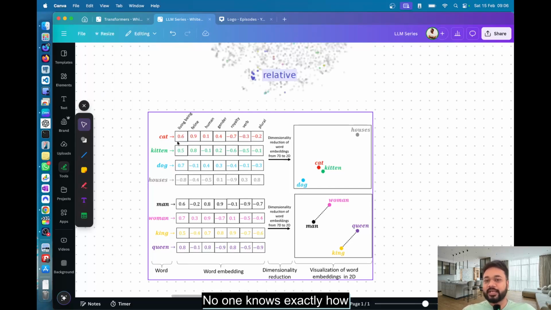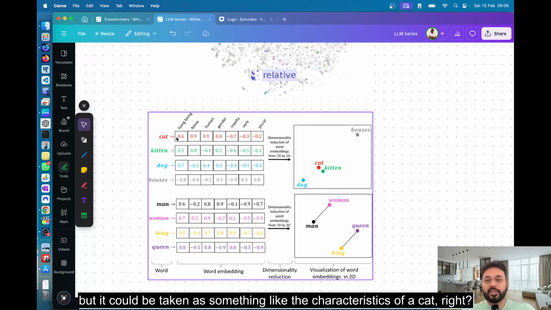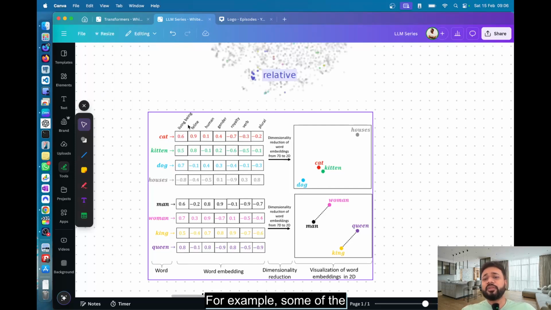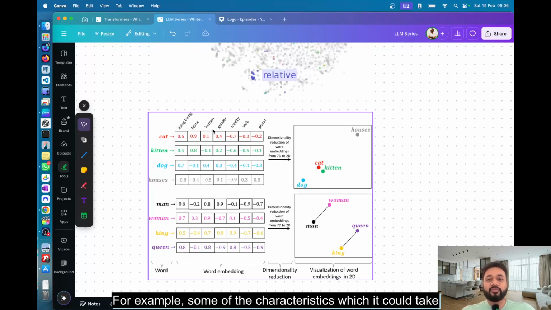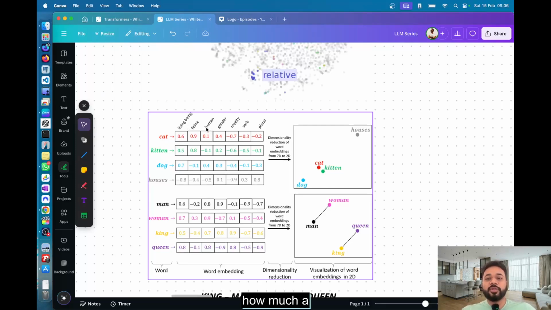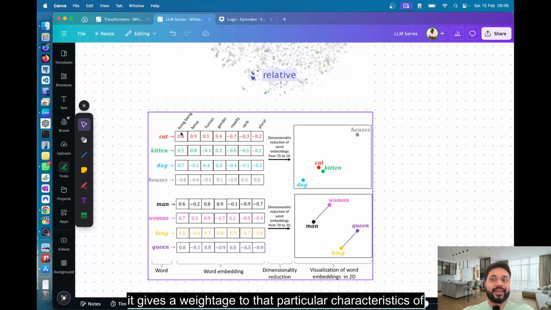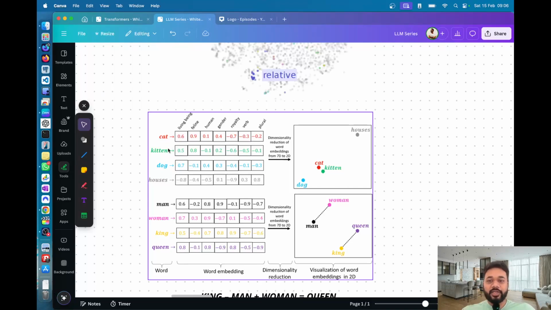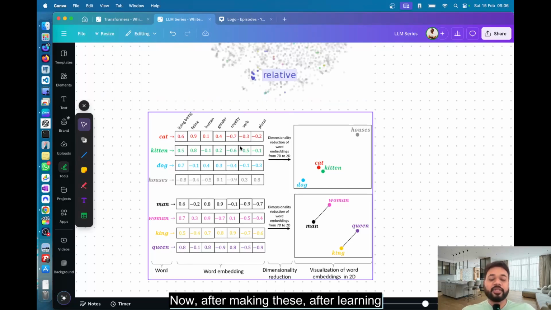Now what exactly does this particular number mean? No one knows exactly how it is finding the relation, but it could be taken as something like the characteristics of a cat. For example, some of the characteristics could be how human the cat is, what is the gender of that particular cat, how royal the cat would be, right? And based on that, it gives a weightage to that particular characteristic of what makes it a cat, right? Now after learning these characteristics, how it will learn, we'll get to it.